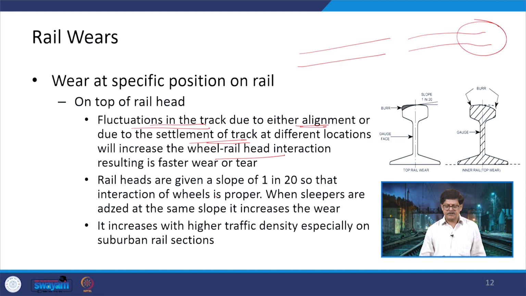Then the rails are given a slope of 1 in 20 so that the interaction of the wheel is proper, but the sleepers, when they are given the edging, that is, a seat is provided on the sleeper where the 1 in 20 slope is provided.